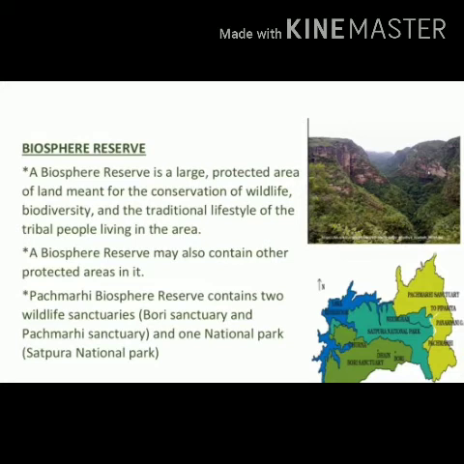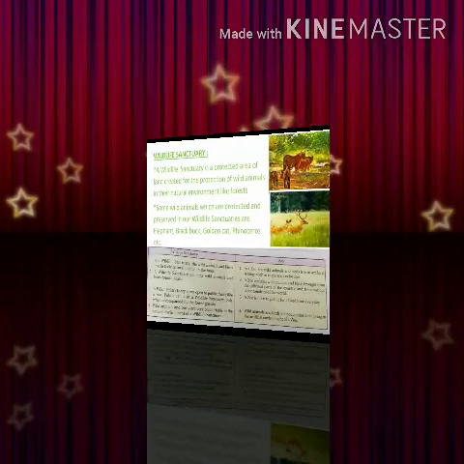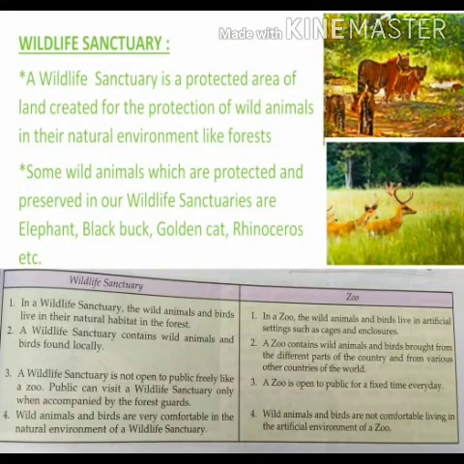Students, a Biosphere Reserve is such a large area that it also contains other protected areas in it. For example, a Biosphere Reserve may contain a wildlife sanctuary or national park in it. Like Pachmarhi Biosphere Reserve contains two wildlife sanctuaries and one national park. The two wildlife sanctuaries present in Pachmarhi Biosphere Reserve are Bori Sanctuary and Pachmarhi Sanctuary. And the national park which is present in the Biosphere Reserve is Satpura National Park. The next protected area is Wildlife Sanctuary.